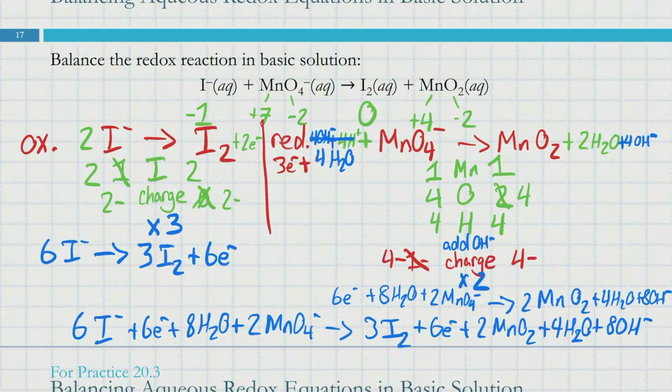And then we can cancel things out if they show up on both sides. The one that we're always going to do, of course, are electrons. So 6 electrons, 6 electrons. Cancel those out. We did it. And we also have extra waters. So we've got 4 waters on the product side, 8 waters on the reactant side. Goodbye 4 waters, and hello 8 minus 4 for 4 waters.